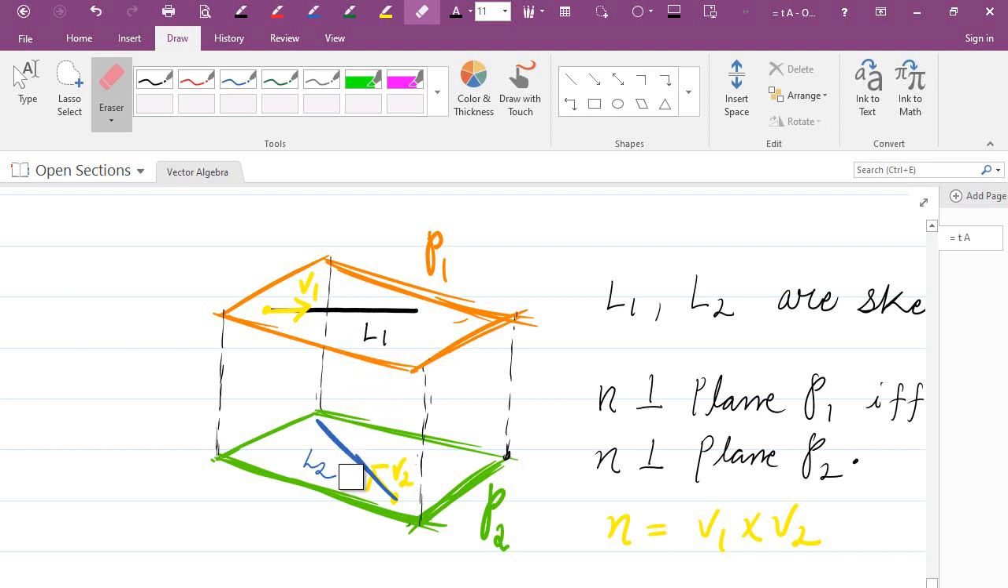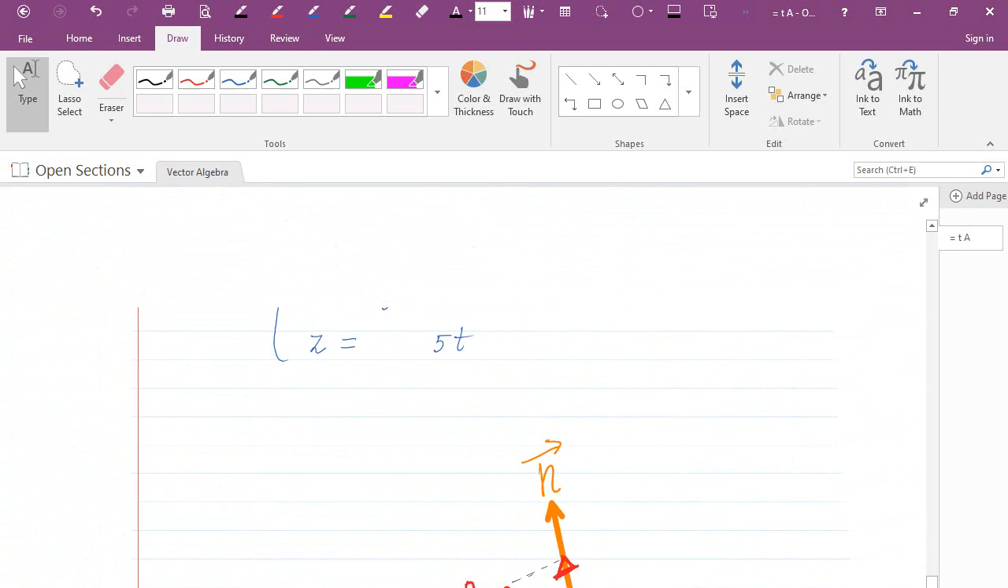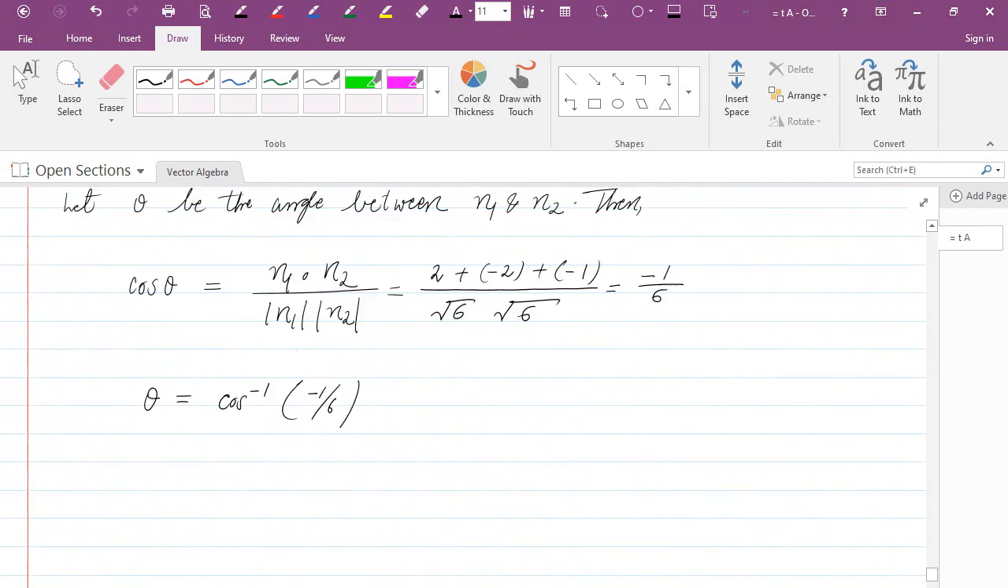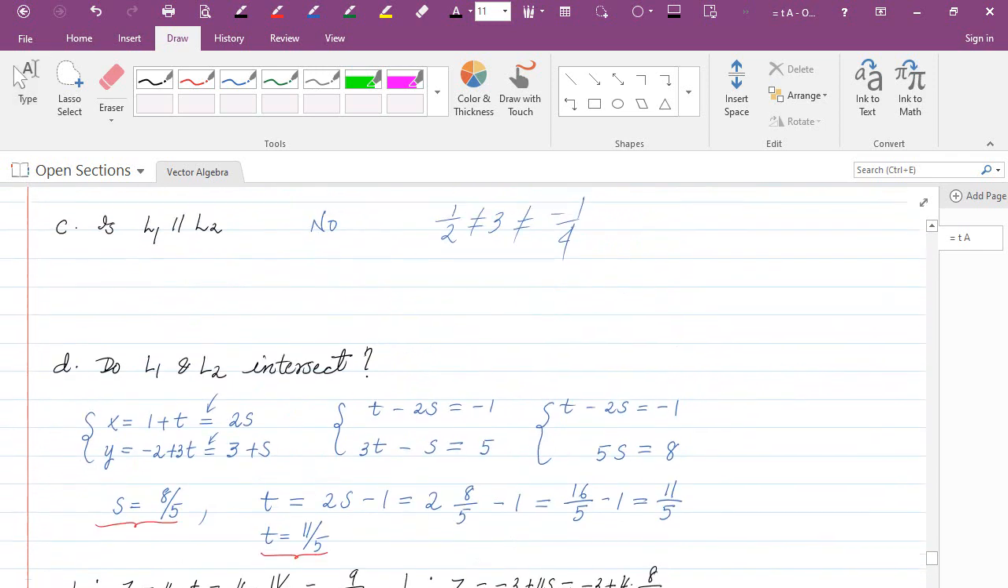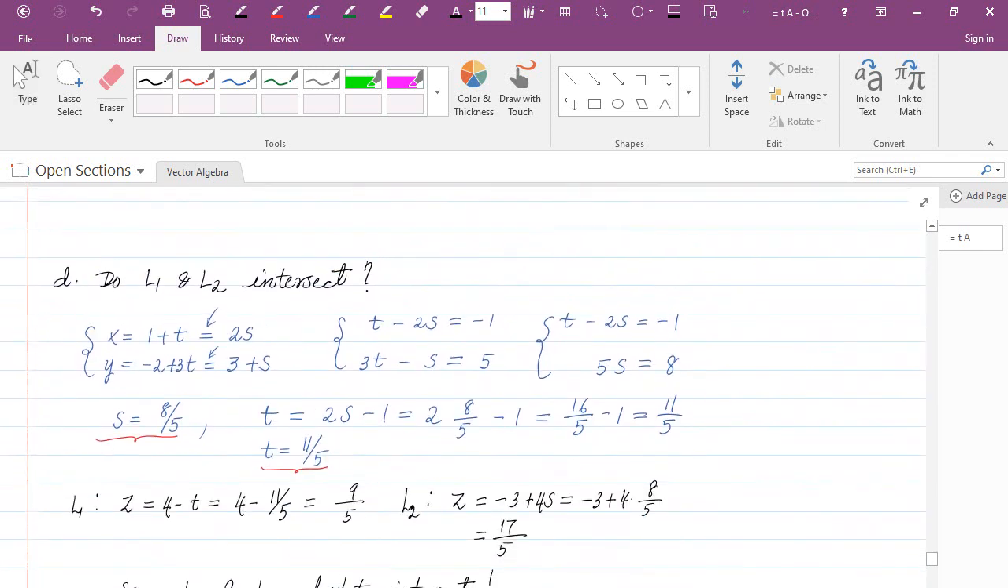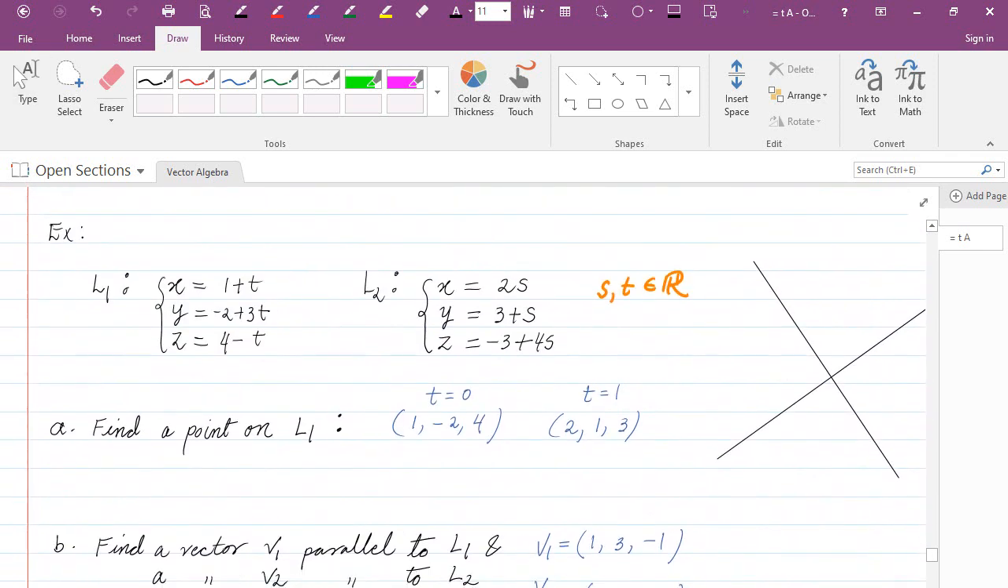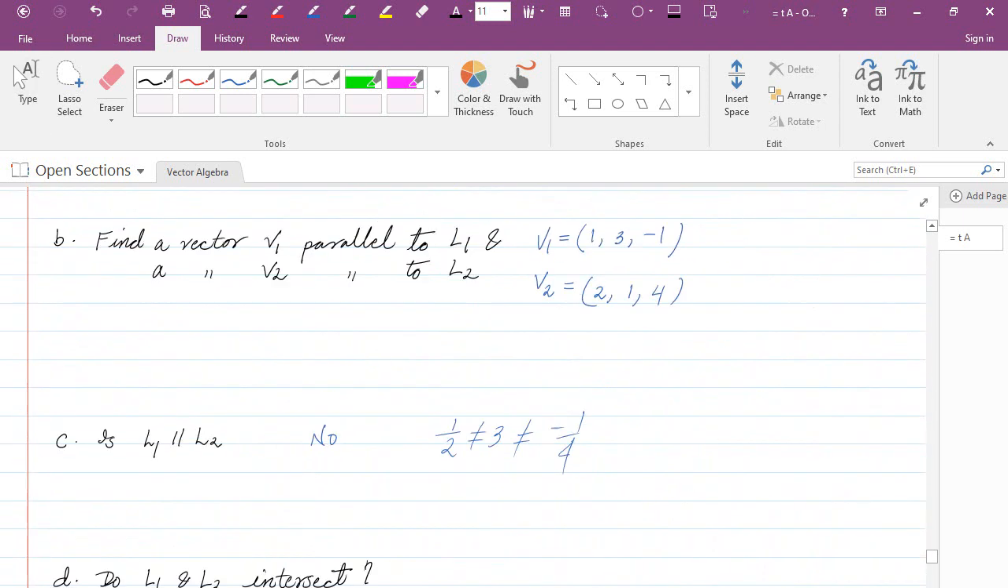These lines are called skew lines. These lines are not parallel, but they also don't intersect. So they are called skew lines. So going back to our example, the question is, the given L1 and L2 here, do they intersect or not?